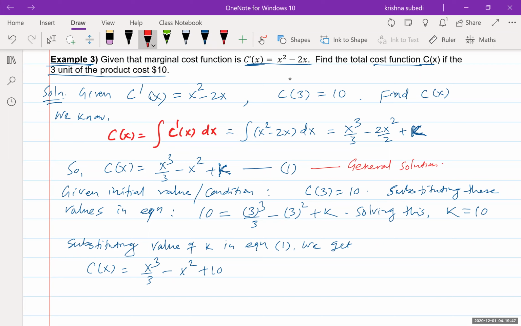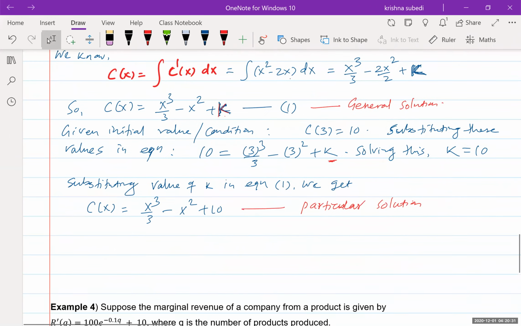Later in Math 105, you will learn in detail. Sometimes this is called a general solution because it is very general. We don't know the exact value of k. k can be anything. And once the initial value condition is given, you are able to figure out the value of k. And once you find the exact value of k and substitute it in that equation, this equation is sometimes called a particular solution, because for a particular value of k, when k is 10, this is the answer. If k is different, then you'll have different answers.